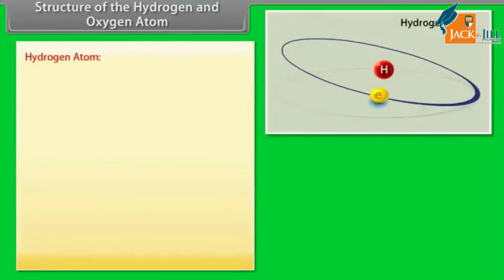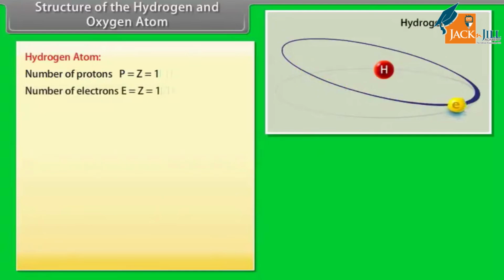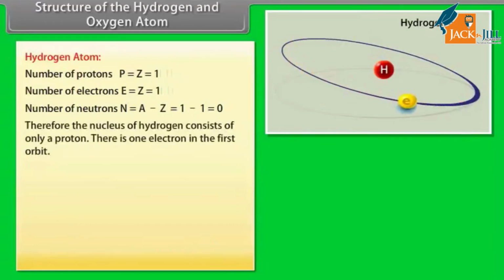Hydrogen atom. Number of protons, P, is equal to Z, which is equal to 1. Number of electrons, E, is equal to Z, which is equal to 1. Number of neutrons, N, is equal to A minus Z, which is equal to 1 minus 1, which equals 0. Therefore, the nucleus of hydrogen consists of only a proton. There is 1 electron in the first orbit.